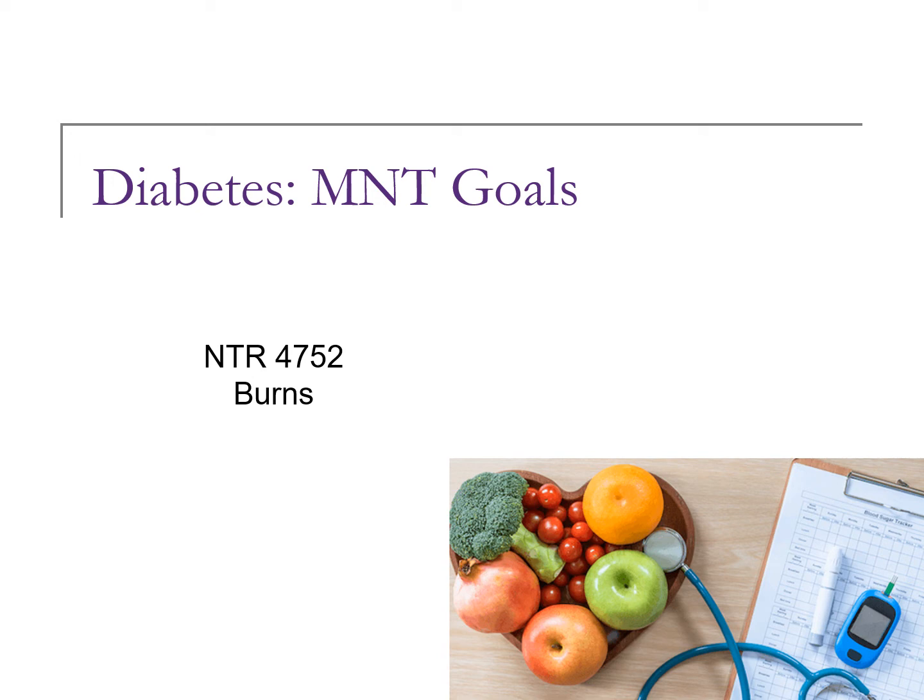The goals for medical nutrition therapy for diabetes emphasize the role of lifestyle in improving glucose control, with perhaps a secondary bonus of weight loss, better lipid panel profiles, and lowered blood pressure. The purpose of this presentation is to discuss the 4 overarching MNT goals for those with diabetes and how to prioritize the goals for each individual.